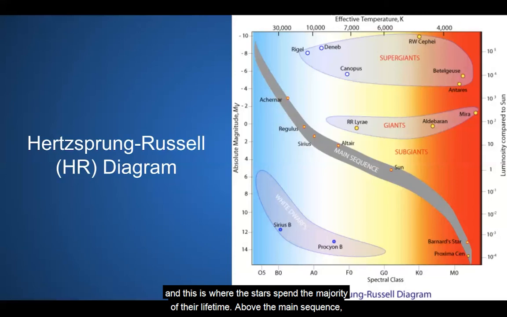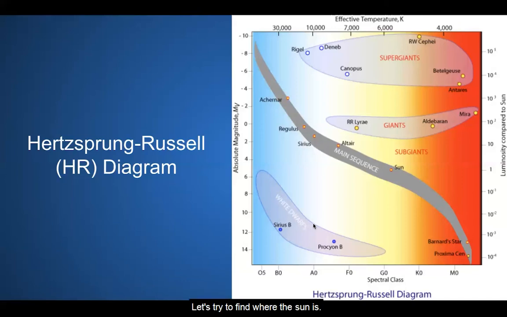Above the main sequence, that's where the supergiants and giants are found. As suggested by their name, these stars are very large and luminous, but relatively cool. Below the main sequence are the white dwarfs. These are small in comparison and aren't very luminous, but they are very hot.